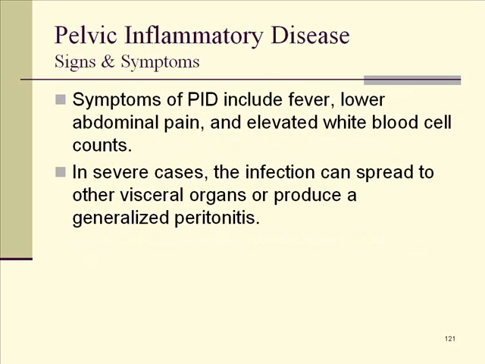Pelvic inflammatory disease, some signs and symptoms. PID includes fever, abdominal pain, and elevated white blood cell count. When a person has an infection, whether it's pelvic inflammatory disease, pneumonia, or any type of infection, one of the body's responses is to increase leukocytes. Leukocytes are cells that are produced in our bone marrow and basically help fight off infection. When a person has an infection, you see an elevation in the white blood cell count. In severe cases, infection can spread to visceral organs and produce generalized peritonitis. Peritonitis is inflammation and infection inside the abdominal cavity, inside the abdominal lining.